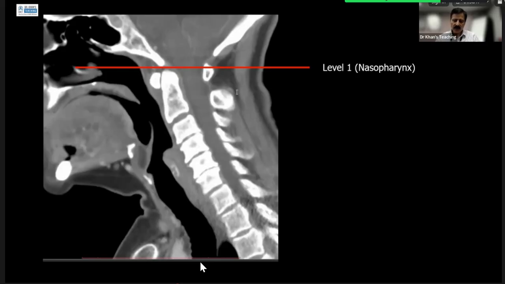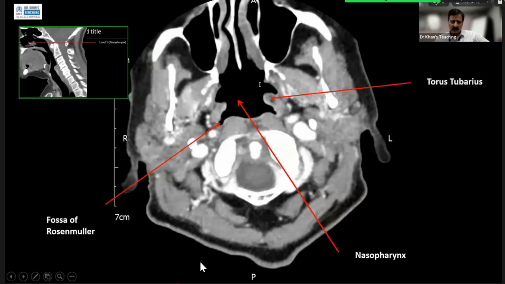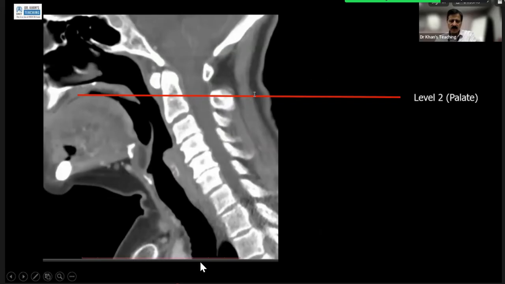So at this level, the slice is going like this. This is the nasopharynx, and this is the eustachian tube. And with the eustachian tube, of course, this is the fossa of Rosenmüller here. So this is the nasopharynx.